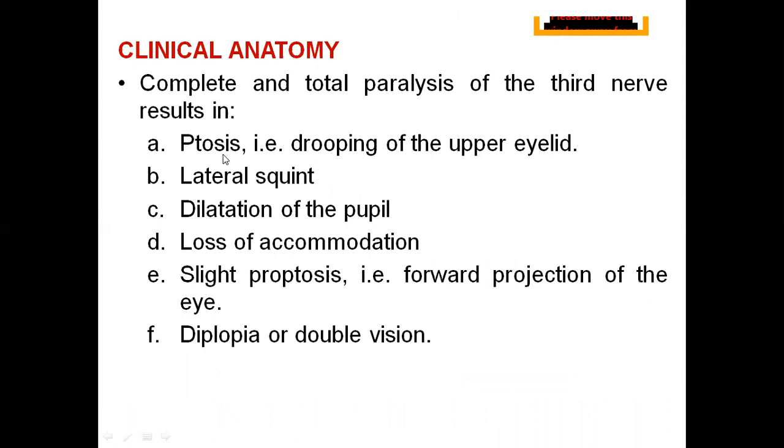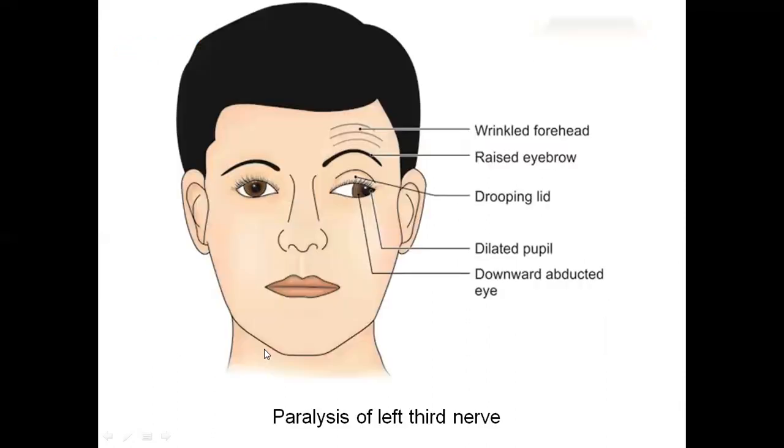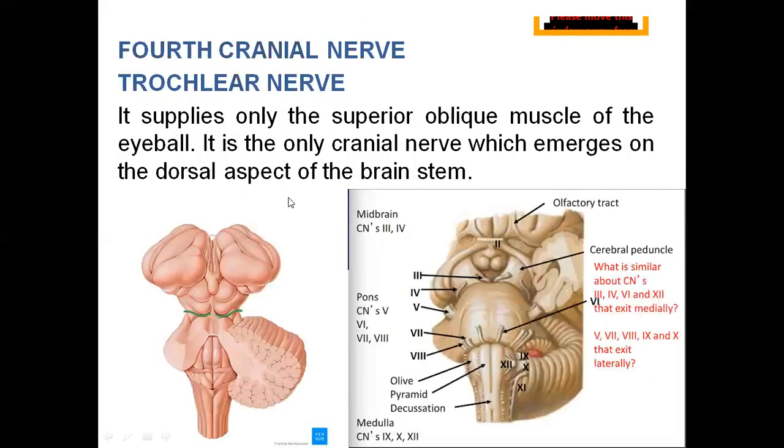I have shown you the slide in my previous lecture also: the drooping of upper eyelid, lateral squint, dilatation of pupil, loss of accommodation, slight proptosis, that is forward projection of the eye, and diplopia or double vision. Okay, so paralysis of left oculomotor nerve: wrinkled forehead, raised eyebrow, drooping of upper eyelid, dilated pupil, and downward and abducted eye. Next, we will move to the fourth cranial nerve, that is the trochlear nerve.